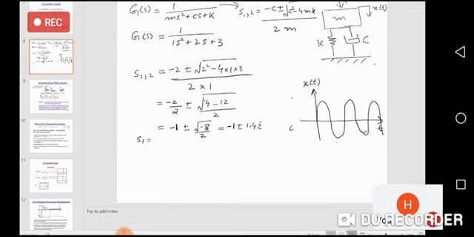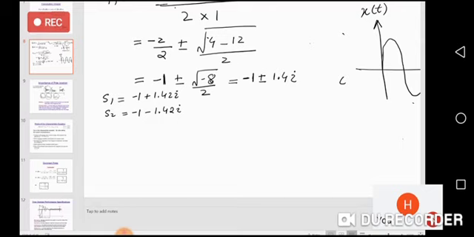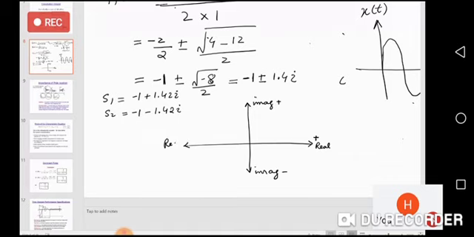Now if we plot these two poles, what are the values of these two poles? S1 is equal to -1 plus 1.442 iota, and S2 is equal to -1 minus 1.42 iota. Now let's plot these two values on the complex plane. Here we have real positive. This is imaginary positive. Of course, this is imaginary negative, and this is real negative.